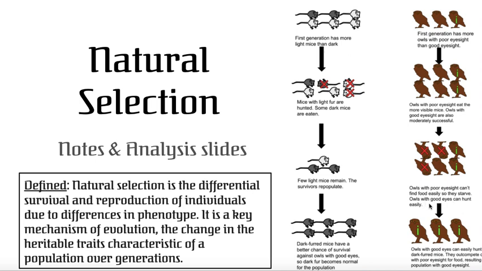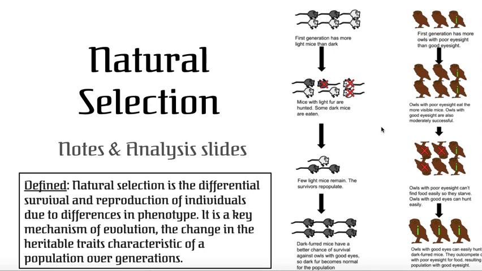rate. And then the owls with the good eyes survive, and start hunting the dark-furred mice. And they outcompete the other owls with poor eyesight and start to survive. And it becomes a cycle. Then the dark mice start being eaten, so the light mice might not be selected as often. And you'll see this predator-prey graph that you experienced in 7th grade in the process of natural selection.